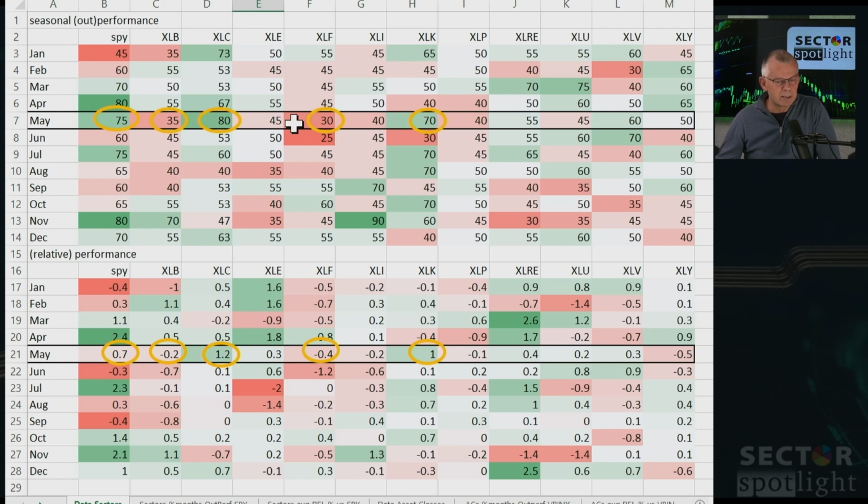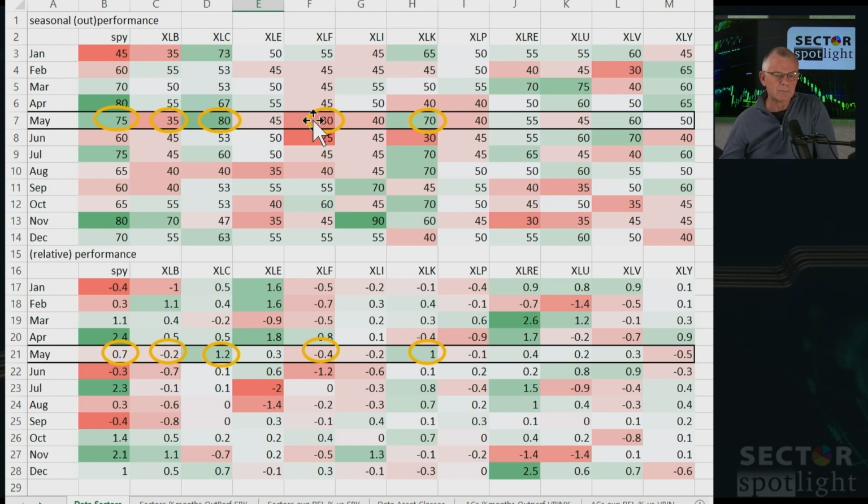30% over the last 20 years, financials have outperformed the S&P 500 in May. And right now, that means that 70% of the time, the financial sector underperformed. So that is a very high number in terms of expected underperformance.